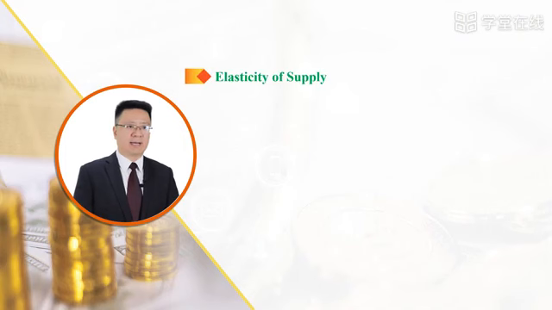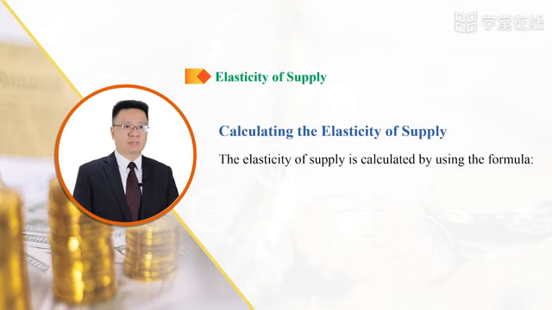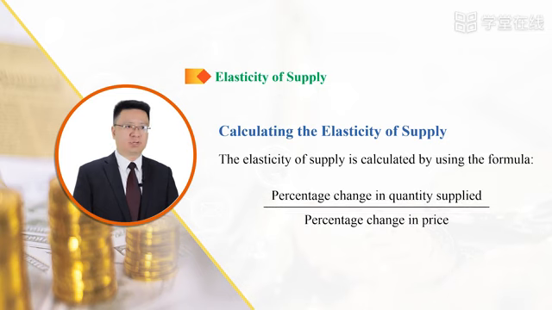The elasticity of supply measures the responsiveness of the quantity supplied to a change in the price of a good when other influences on selling plans remain the same. The elasticity of supply is calculated by using the formula: percentage change in quantity supplied divided by percentage change in price. We use the same method that you learned when you studied the elasticity of demand.